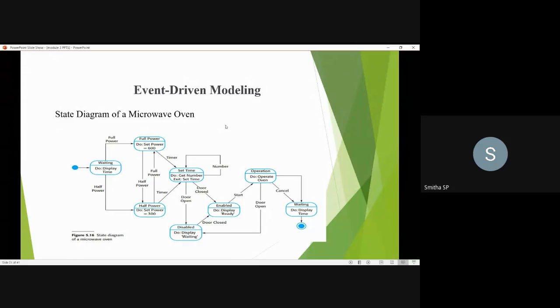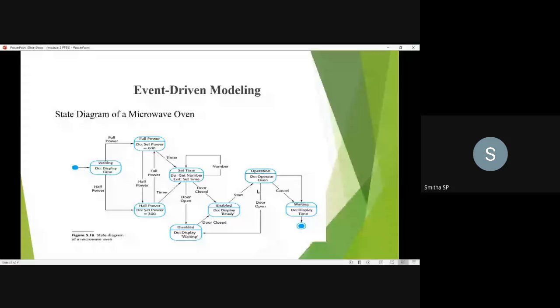In the UML state diagram, you can observe there are many rounded rectangles. These rounded rectangles are the system states. They may include a brief description of a do action. You can observe a do action here. Next, you can observe labeled arrows.